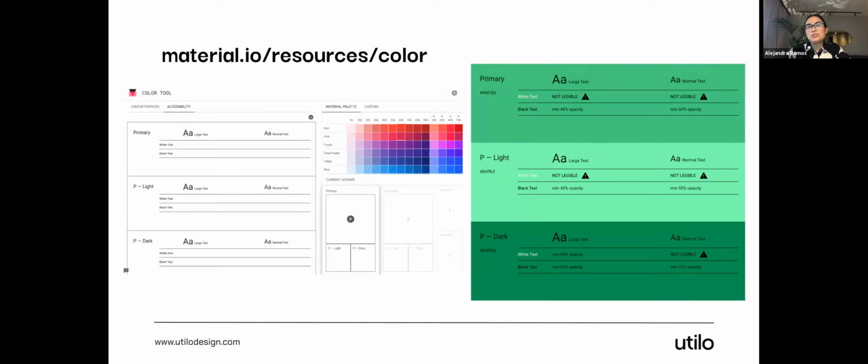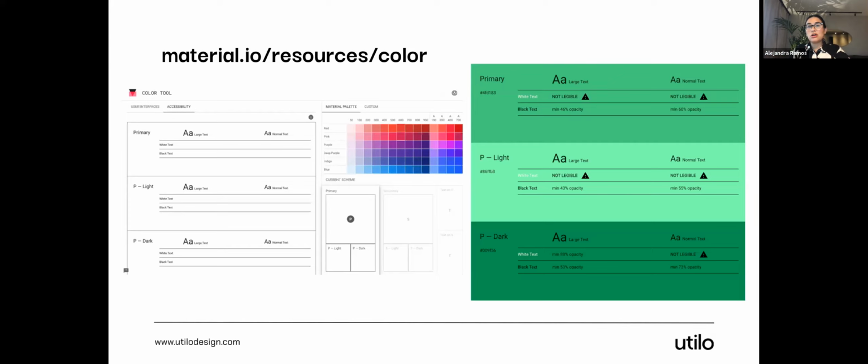So here is a tool that I use. This is from Material Design, and it is called the Color Tool. It helps you to put in a palette and to see how it will work in an interface. It's nice and all, but the part that is interesting to me is this accessibility tab. Here you can see how the colors perform. For example, whether it will be legible with white text, with black text, and what the minimum opacity is. Yeah, so this is a very useful tool.